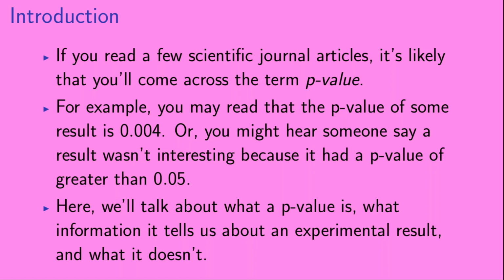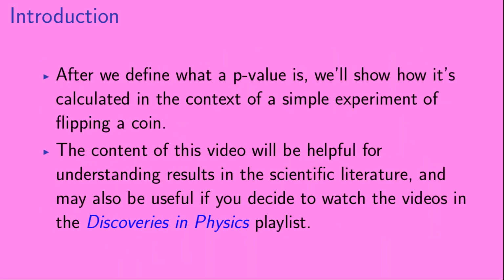Here we'll talk about what a p-value is, what information it tells us about an experimental result, and what it doesn't. After we define what a p-value is, we'll show how it's calculated in the context of a simple experiment of flipping a coin. The content of this video will be helpful for understanding results in the scientific literature and may also be useful if you decide to watch the videos in the Discoveries in Physics playlist.